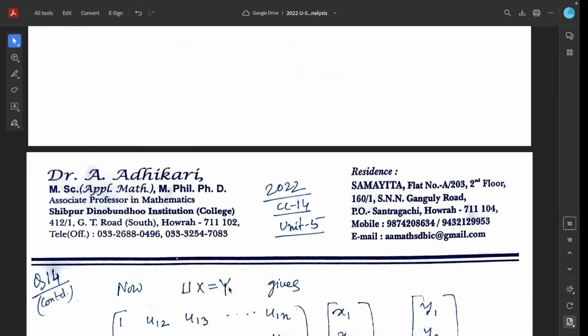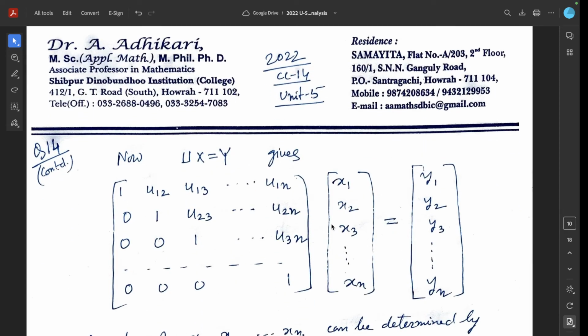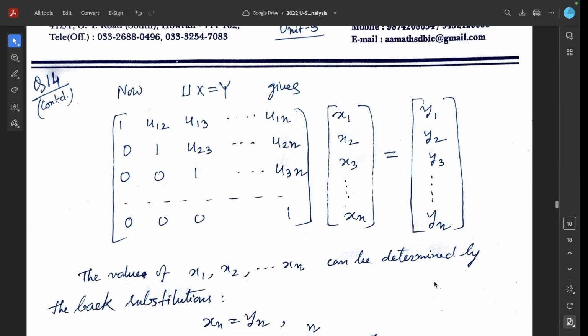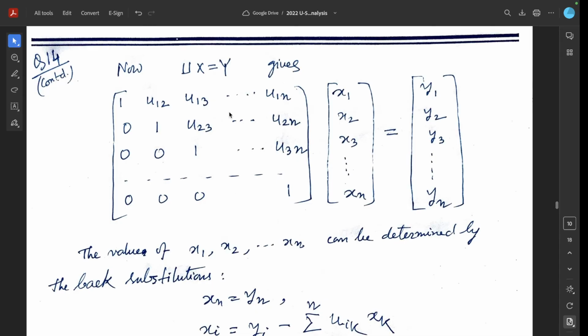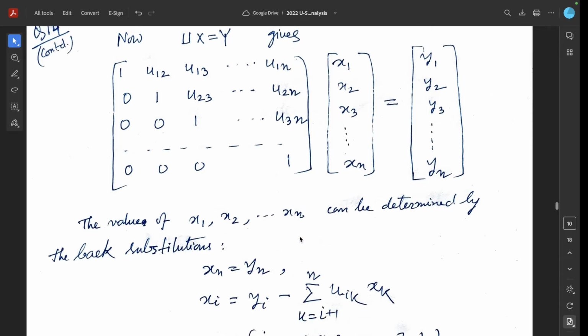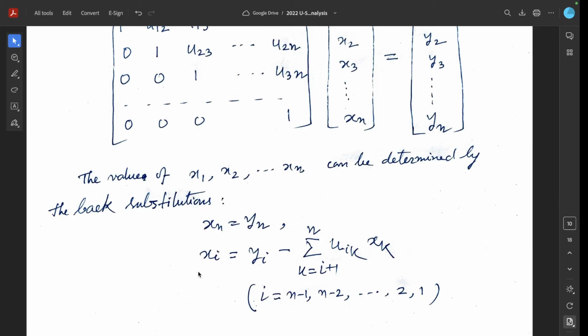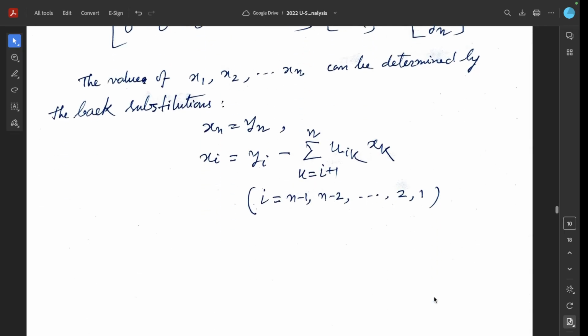Now Ux equals y gives, U is the upper triangular matrix, and x equal to x1, x2, xn, and y we already found, y1, y2, yn. So the values of x1, x2, xn can be determined by the back substitution. First row, this column equal to y1, second row, this column equal to y2. So we get the back substitution with xn equal to yn, and xi equal to yi minus summation over k equal to i plus 1 to n uik xk, i equal to n minus 1, n minus 2, and so on down to 2, 1.